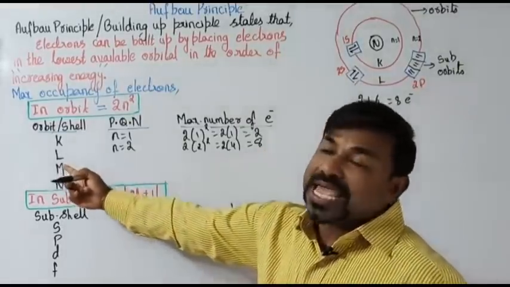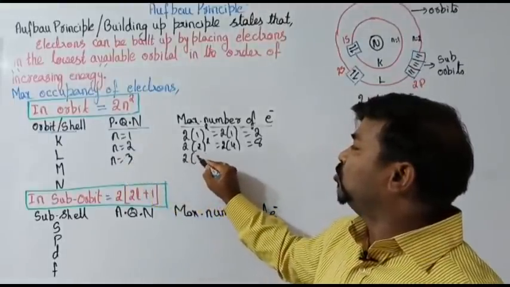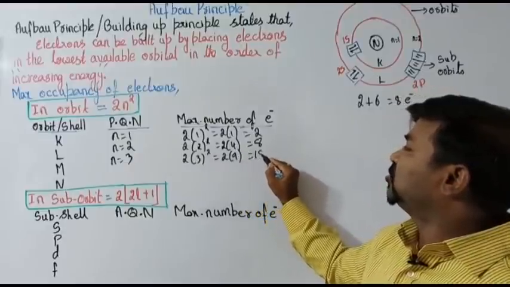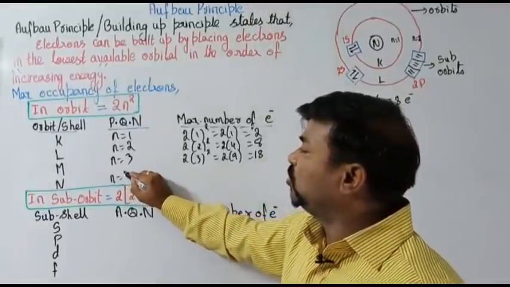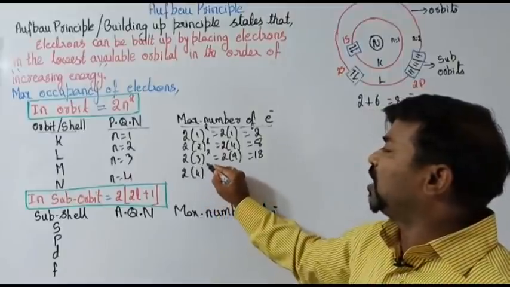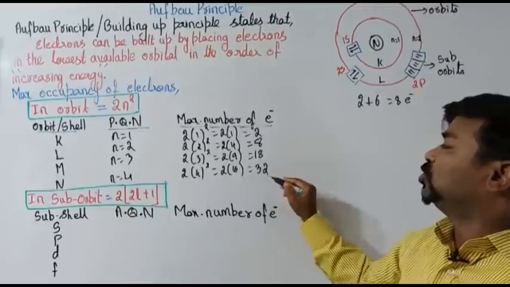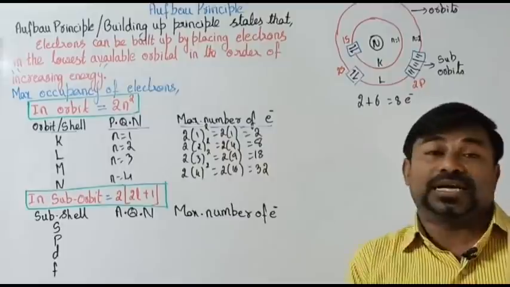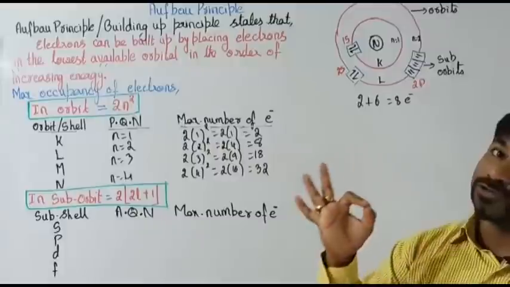Now if you go for the M orbit, the third orbit, n is equal to 3, the same formula, 2 into 3 square, which is nothing but 2 into 9, 18 electrons can be adjusted in the third orbit. We can go over that one. So if n is equal to 4, that is KLMN, which is nothing but 2 into 4 square, which is nothing but 2 into 16, which equals 32. So this is the maximum number of electrons which can be adjusted as the atomic number is increasing. 2, 8, 18, 32. We have to remember this one.